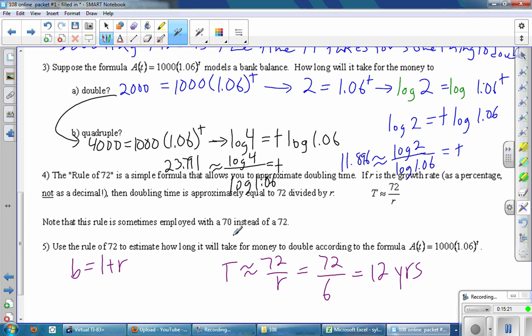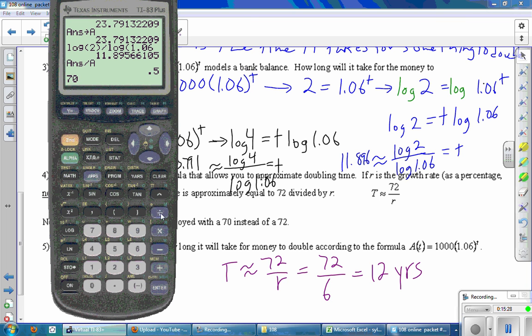Sometimes folks use a 70. If you did 70 divided by 6, it wouldn't be that different. Let's see what we get there. 70 divided by 6 is 11 point something. It would underestimate a little bit, but still be very, very close to this 11.896.